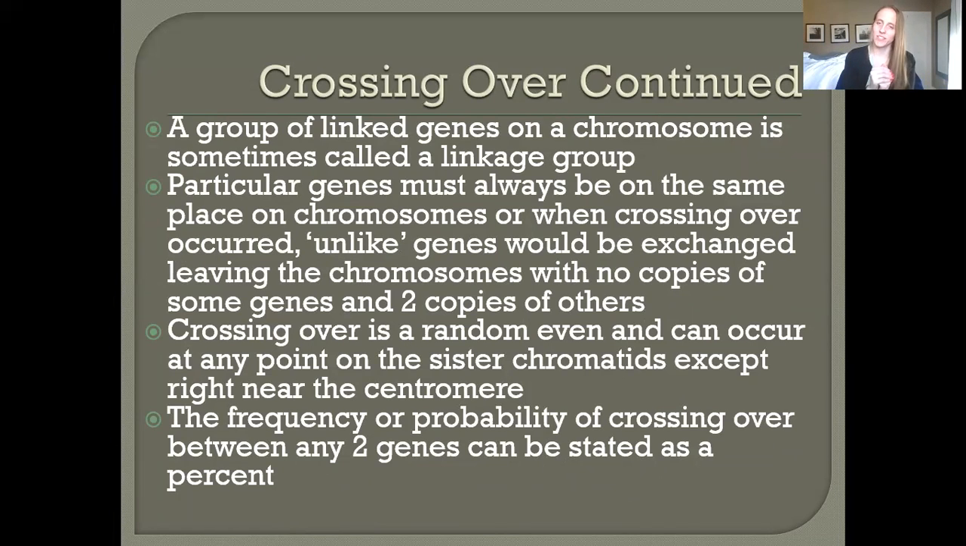When you have linked genes on a chromosome, sometimes we do call them a linkage group, especially if there's more than just two linked genes. Crossing over is random, so it can occur at any point on the sister chromatids, except right beside the centromere, which is the thing that holds the sister chromatids together. The frequency or the probability of crossing over, we can state as a percent. And again, that all comes down to how closely the two genes are on the chromosome.